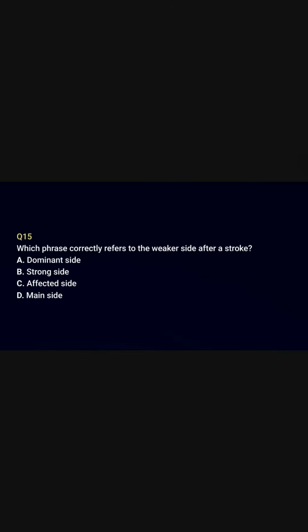Number 15, which phrase correctly refers to the weaker side after a stroke? Is it A, dominant side, B, strong side, C, affected side, or D, main side?